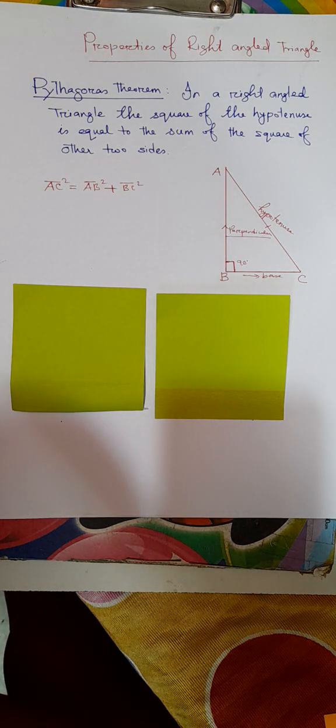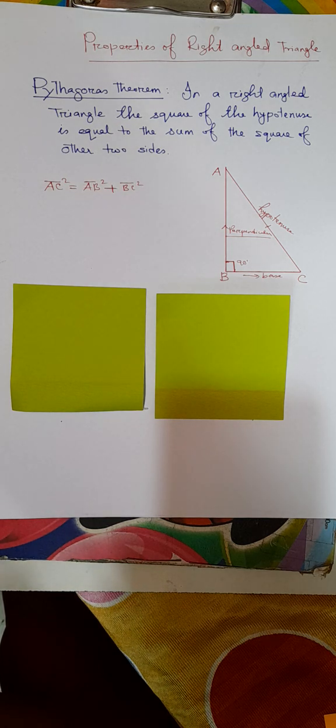Today we will discuss a very useful property of a right angle triangle. We have earlier discussed some basic properties of triangle, say for example, angle sum property. The sum of the three angles of a triangle is 180 degree. Then we discussed sum of any two sides of a triangle is greater than the third side.